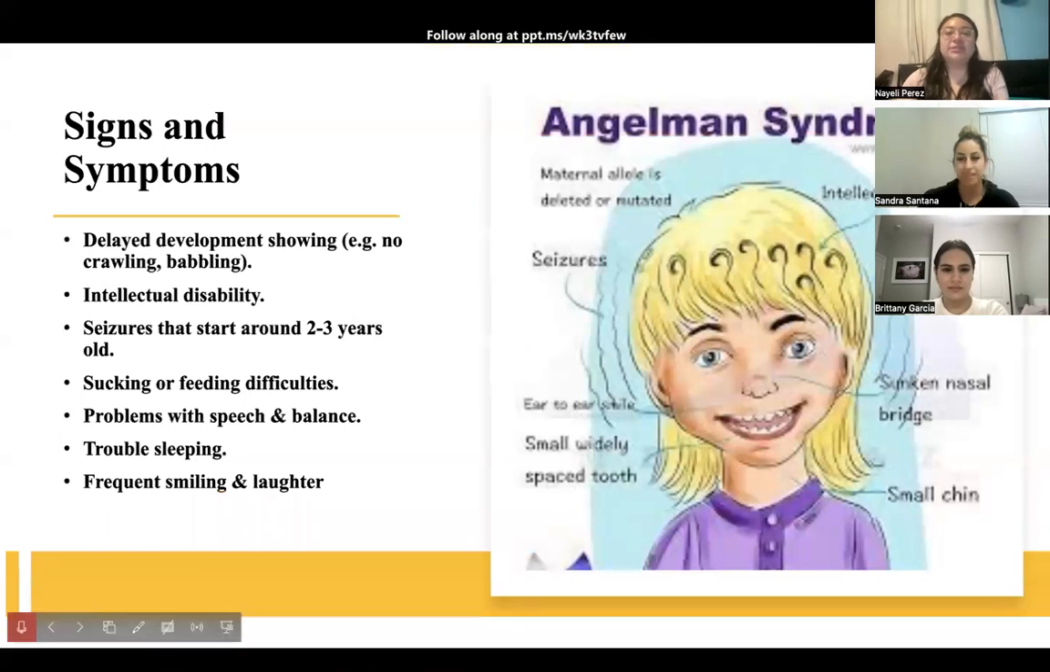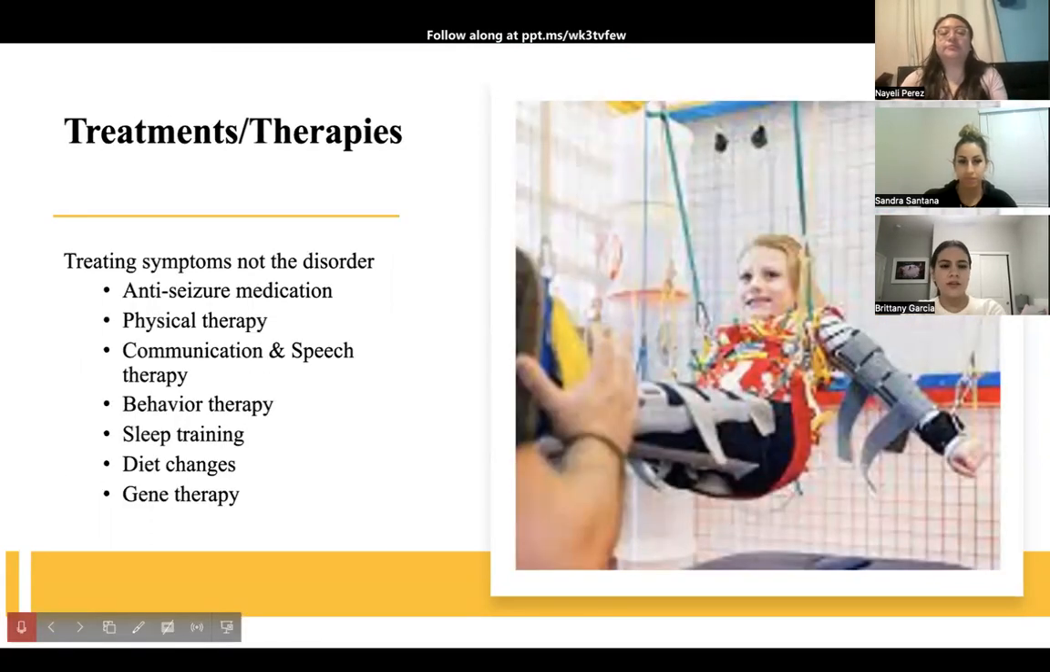Symptoms of Angelman syndrome include delayed development, such as no crawling or babbling, intellectual disability, seizures that start around 2 to 3 years of age, sucking or feeding difficulties, problems with speech and balance, trouble sleeping, frequent smiling and laughter. As for treatments and therapies, there is no cure for this disease, so they treat the symptoms, not the disorder. And the children who do have this disorder live a normal lifespan.